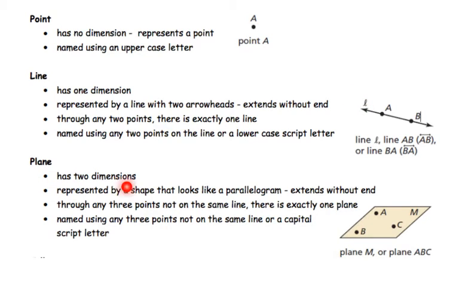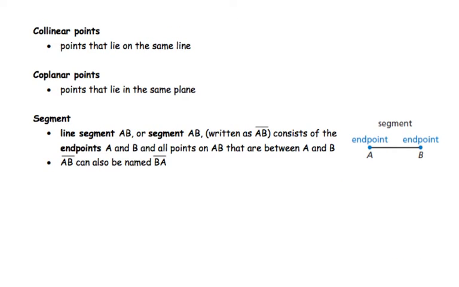A plane has two dimensions, represented by a shape that looks like a parallelogram, and it extends without end. Through any 3 points not on the same line, there's exactly one plane. It's named using any 3 points that are on that plane, not on the same line, or a capital script letter. Collinear points are points that lie on the same line, usually 2 or more. Coplanar points are points that lie on the same plane, also usually 2 or more.